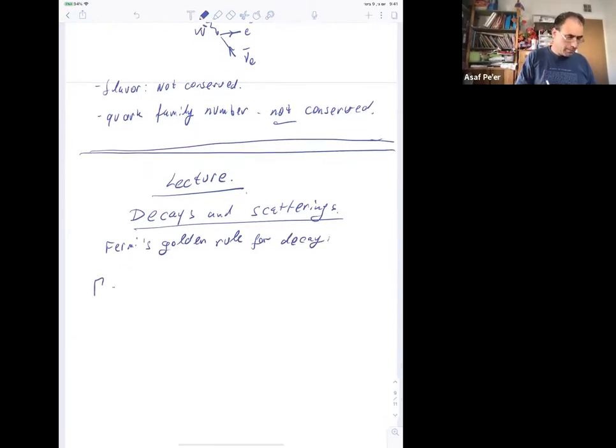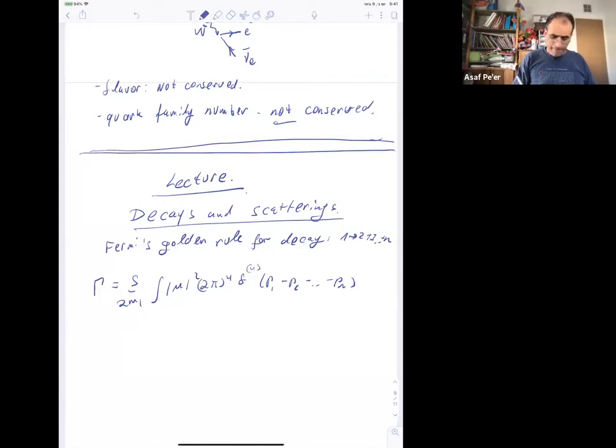Right, gamma is S over 2m1 times the integral of |M|² (2π)⁴ δ⁴(p1 − p2 − ... − pn), when we have particle 1 decaying into particles 2, 3, ..., n, multiplied by the product over j from 2 to n of 2π δ(pj² − mj²) θ(Ej) d⁴pj divided by (2π)⁴.